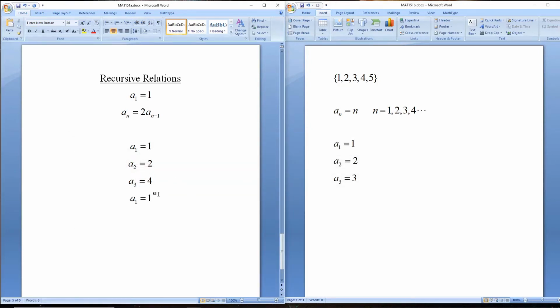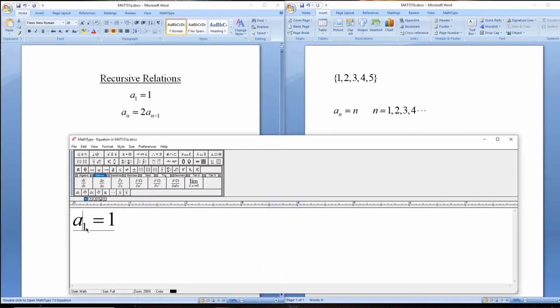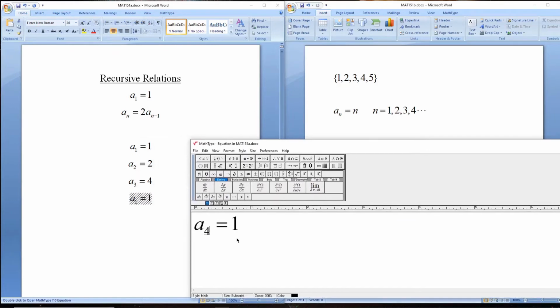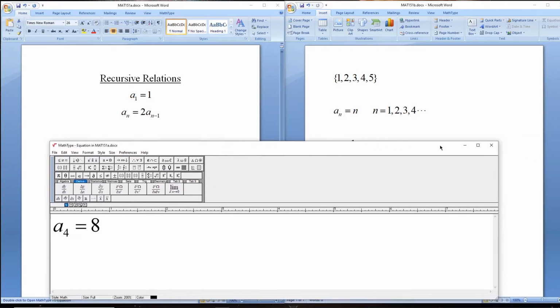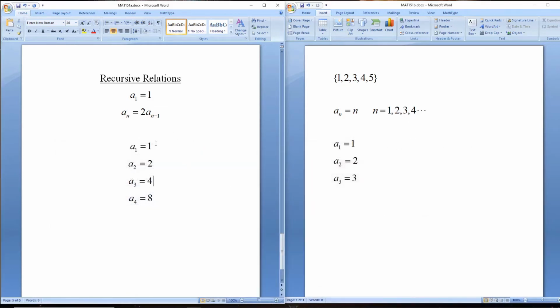And again, we're only listing out 4 numbers because that's what the book is telling us to do. So we'll go to our last one, our n equals 4. So we'll look at our recursive relation. When n equals 4, we're going to have 2 times a sub 3. And we know what a sub 3 is. It's 4. So we have 2 times 4 to get us 8. And there are the 4 numbers of this recursive sequence.